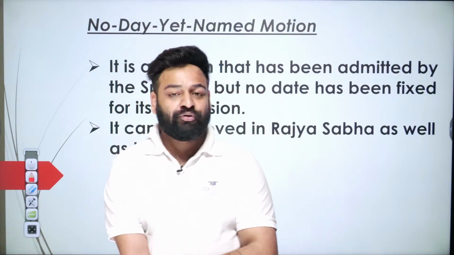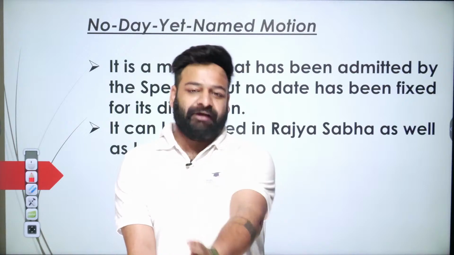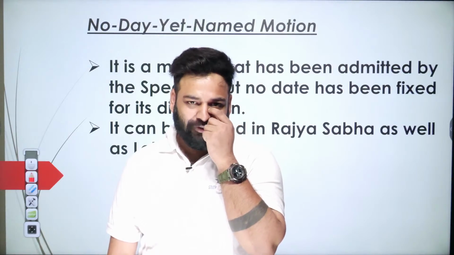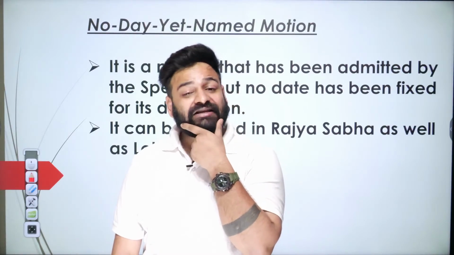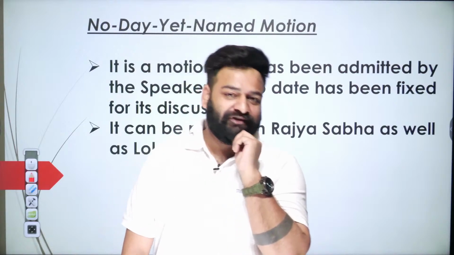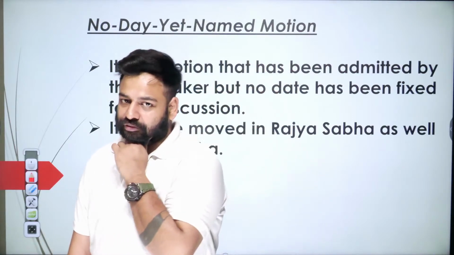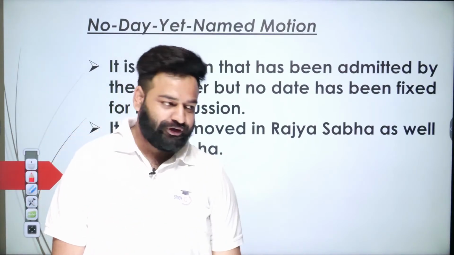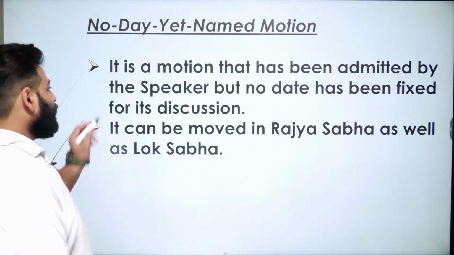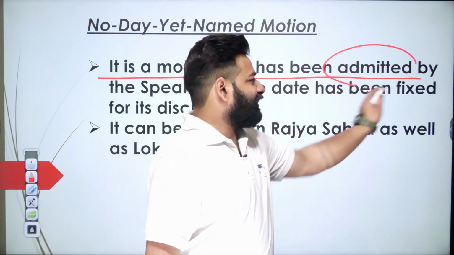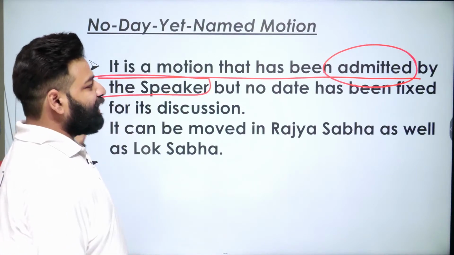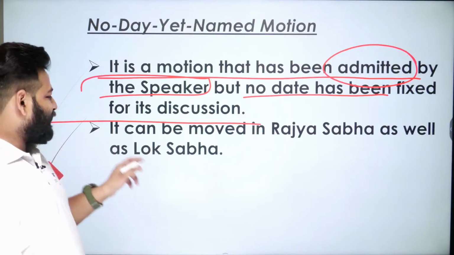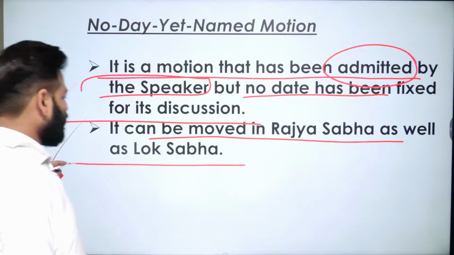What is no day yet named motion? As in, there is a particular topic to be discussed, right? And for which speaker has said, okay, we will discuss, but has not yet informed the date and time of the discussion, okay? That is what is known as no day yet named notice or the motion. So here we go. Let's understand the basic differences. It is a motion that has been admitted by the speaker, but no date has been fixed for its discussion, okay, and it can be moved in Rajya Sabha as well as Lok Sabha.